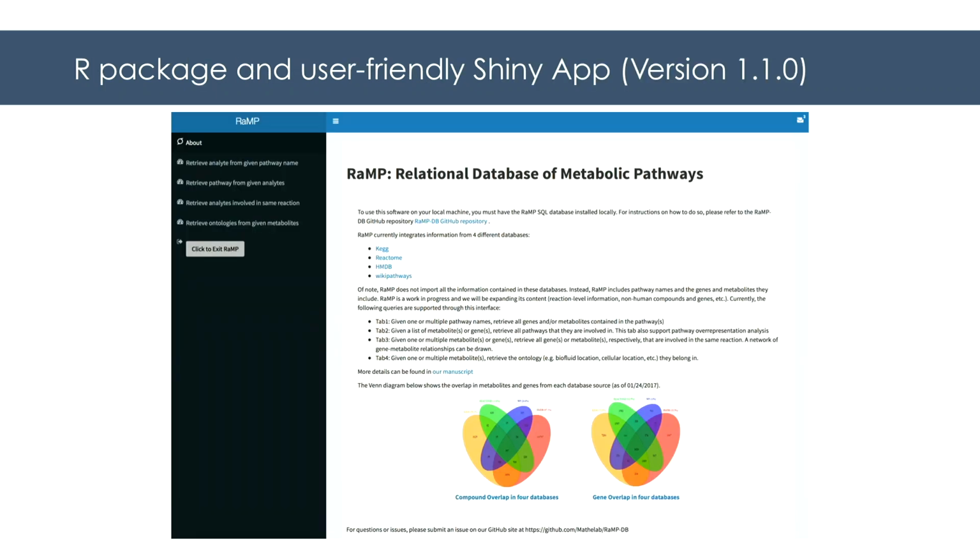Not only have we developed a database, but we've developed an R package that contains a user-friendly Shiny web interface that allows even non-computational users to make queries. This is just an example of our Shiny app. We also have a web server which allows you to directly access the app without the need to download. This front page contains information on RAMP, and the left side has the queries that RAMP allows for, and I'll go over these right now.